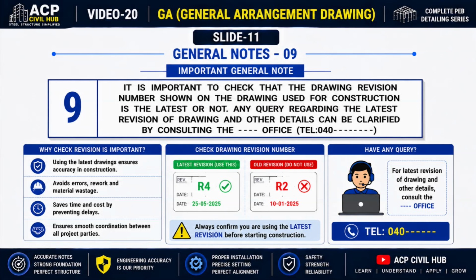If there is any confusion about the latest revision or any engineering detail, do not make assumptions. Instead, contact the design office or project consultant and obtain clarification before proceeding with the work. Following this simple practice helps ensure accurate construction, smooth project coordination, and avoids unnecessary errors on site. This concludes General Note number 9.